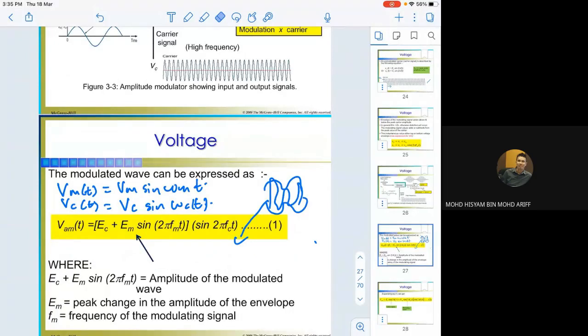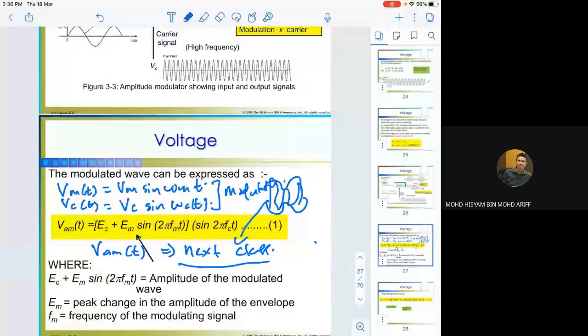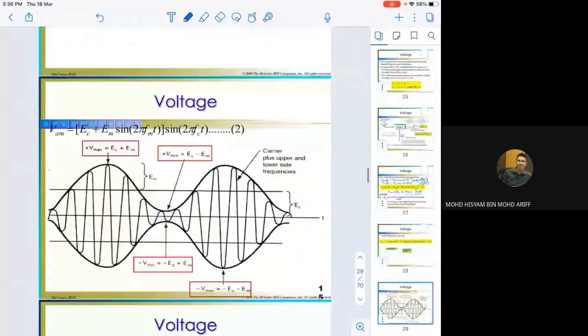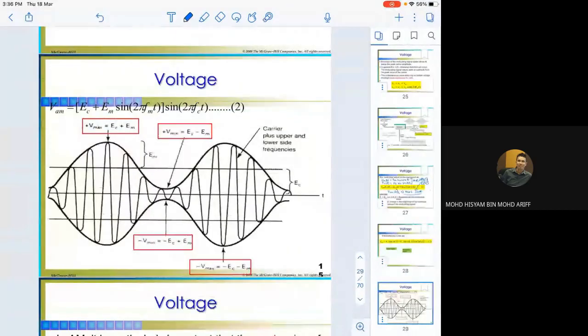Okay, this one you add up in the modulator. You get VAM T. For the mathematical derivation, I will show you next class, so that you don't get confused. Because actually the mathematics is very simple. Today you don't have the basics, and I give you a lot of things, so I worry you don't understand. Basically, that's what I mentioned to you last time.